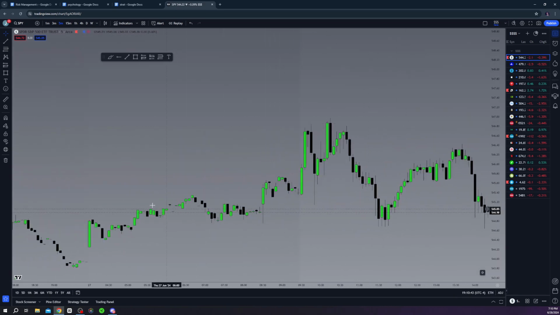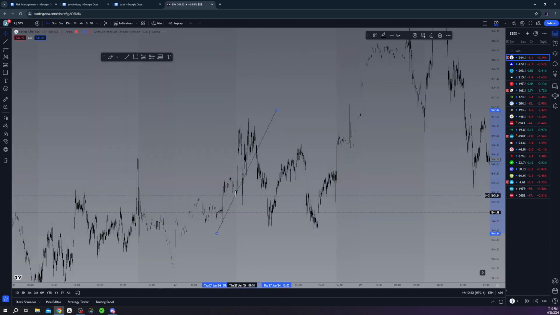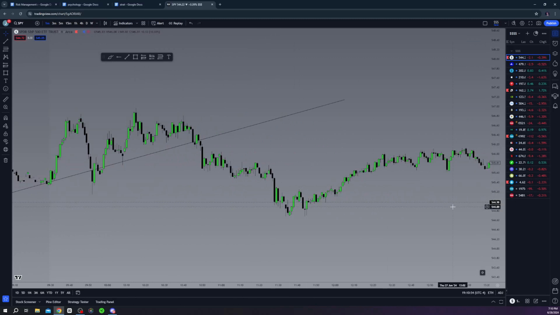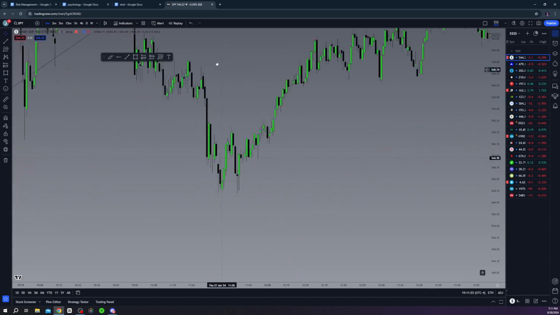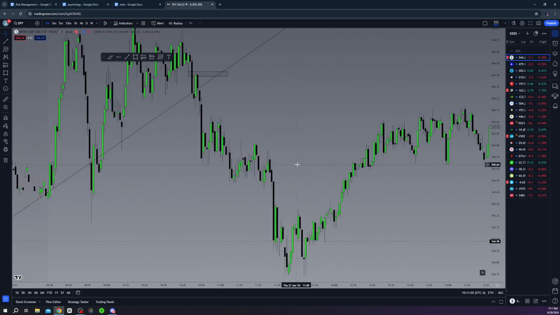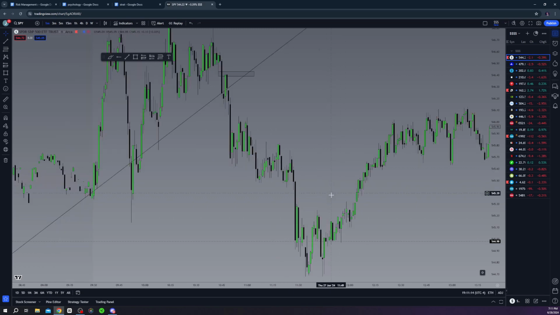Right here, I would have looked at the trend. I would have looked at the break of resistance right here. Simple. Once we broke resistance, we retested this fair value gap and good volume. Stop loss would have been up here. Printed. See that, right? You understand. It's very simple. Very, very simple, man.